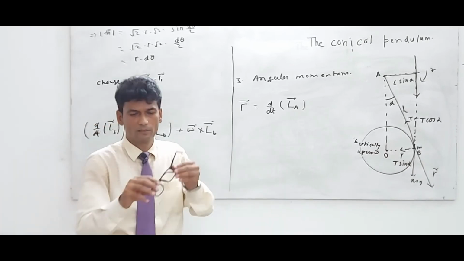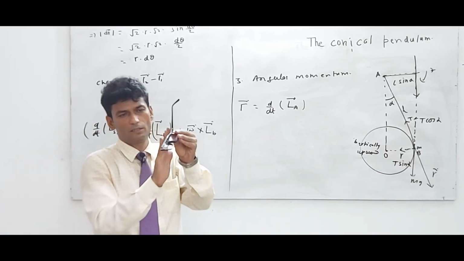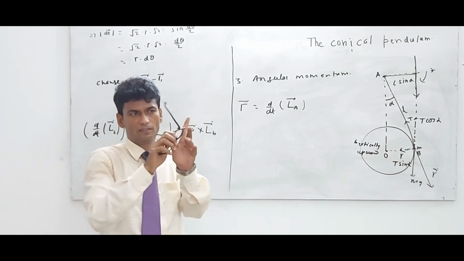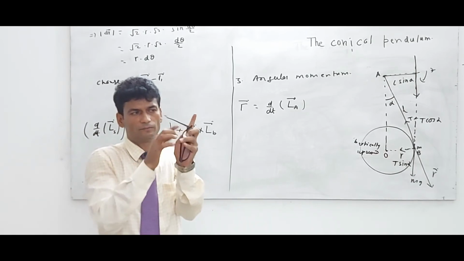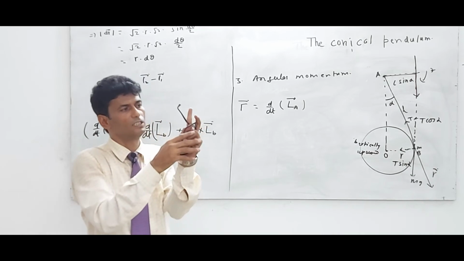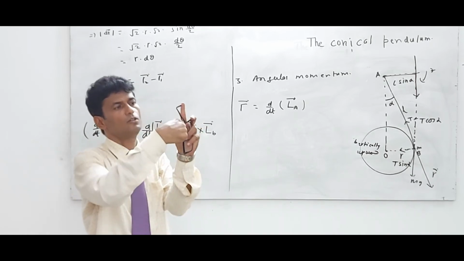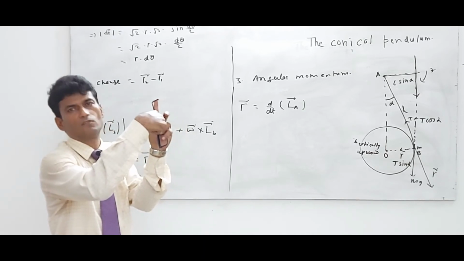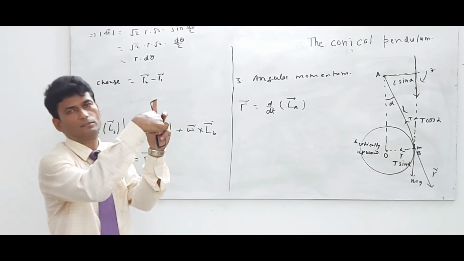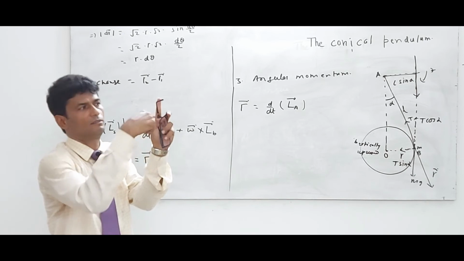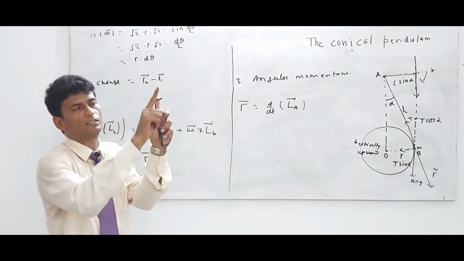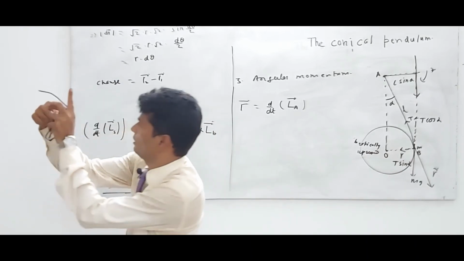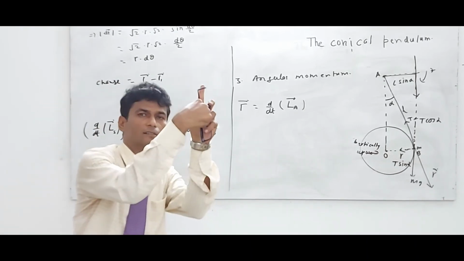So what is here? This is the length, this is the angular momentum vector. Say this is the vertical, and this is the horizontal. This is the L vector. All the time it is like that. Look at here.